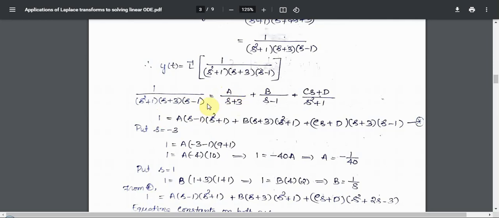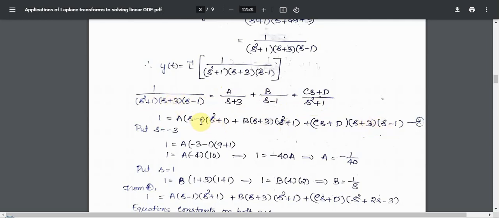So s plus 3 will not be there; s square plus 1 into s minus 1 will be there. Here s minus 1 will not be there; s square plus 1 into s plus 3 is there. Here s square plus 1 won't be there; s plus 3 into s minus 1 will be there.